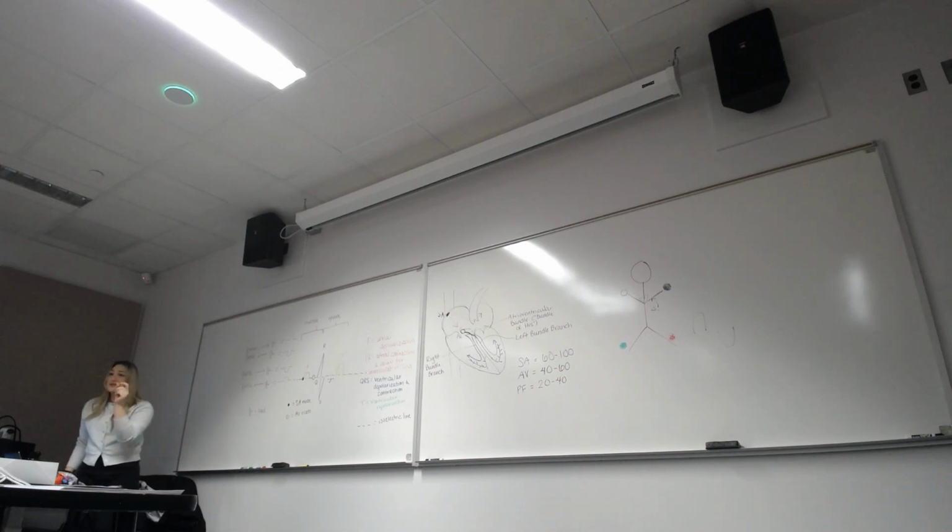Each small square, the tiniest square, is 0.04 seconds. Super, super tiny. And then 5 squares is 0.2 seconds, right? 0.04 times 5. And then 5 larger boxes is 1 second. And then 15 larger boxes is 3 seconds. I don't know if you guys can see this, but we'll point it out on the paper in here.